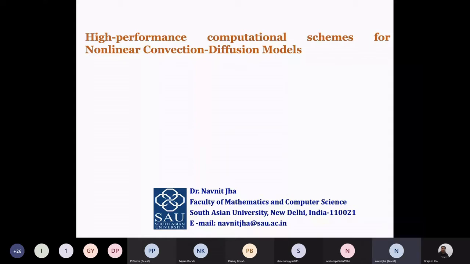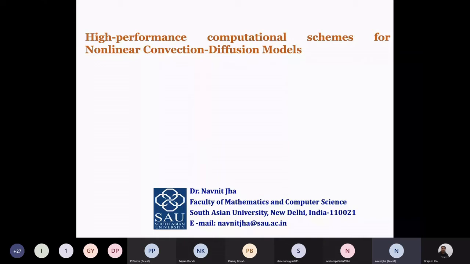And I will discuss the computational scheme for the nonlinear convection diffusion model. This presentation is made in such a way that you can learn from the beginning and move from the one-dimensional equation, the basic definition of convection and diffusion, to the radial basis network. So just basic definitions are used.